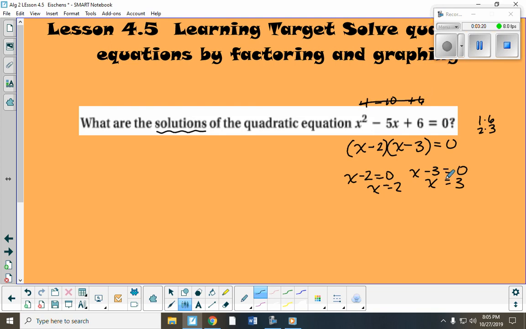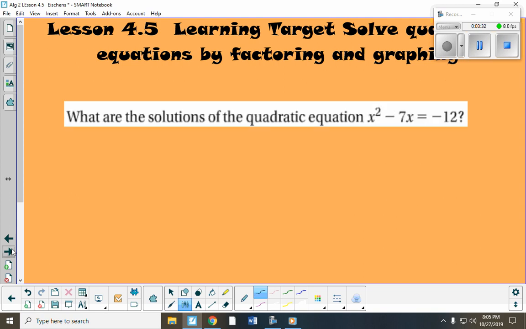Now let's substitute in the 3. 3 squared is 9 minus 3 times 5 is 15. That's negative 6 plus 6. And yes, that equals 0. So both of those work, and those are the 2 solutions.